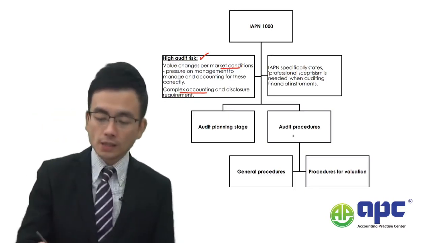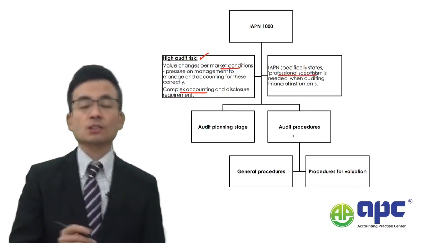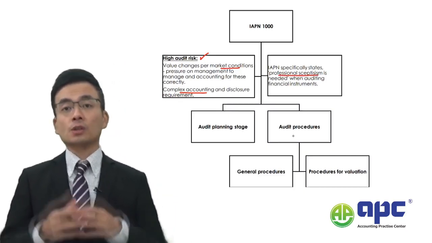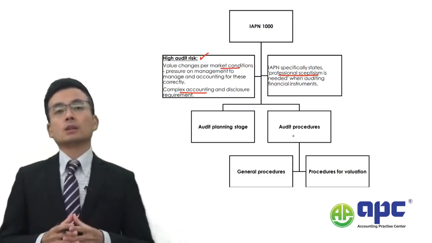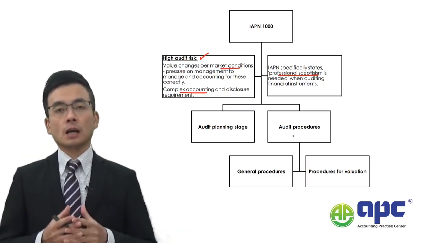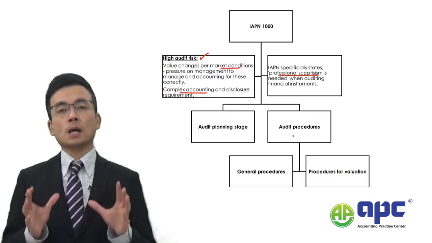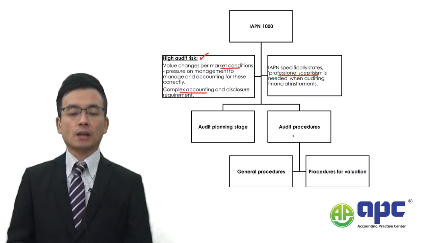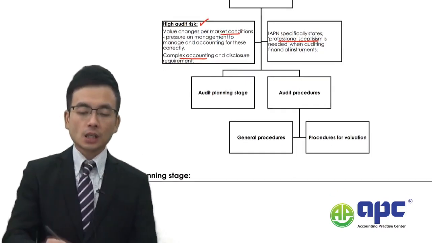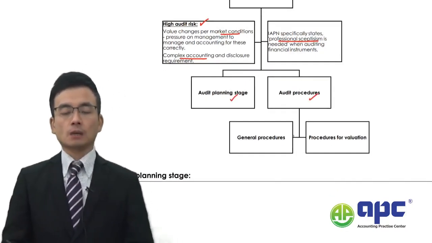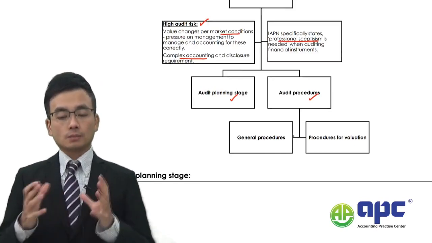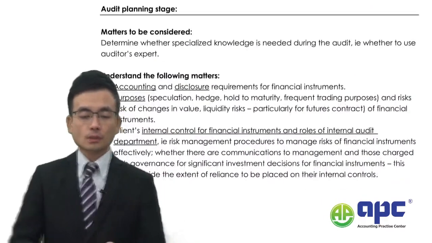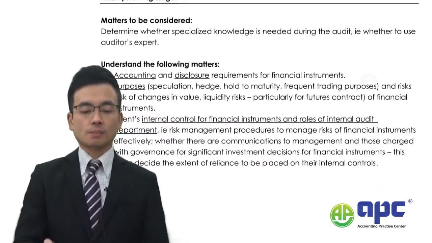And therefore, we need to maintain professional skepticism throughout the audit of financial instruments. That's very, very important. So the response developed by the auditor, in general, is that we need to remain professionally skeptical, and check the items very carefully. In terms of the planning as well as the procedure stage, we need to watch out. At the planning stage, we need to understand certain matters.